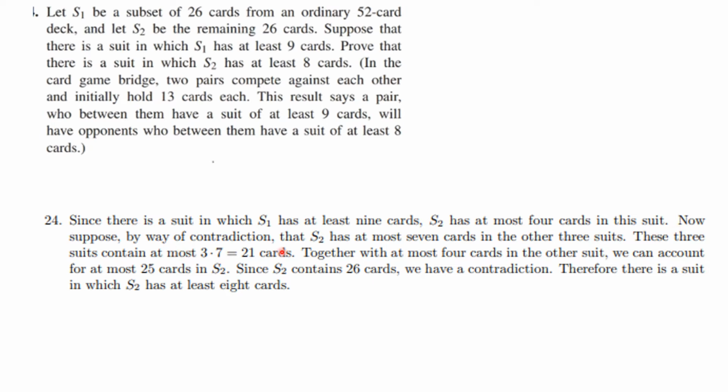Now suppose then, by way of contradiction, that S2 has at most 7 cards in each of the other 3 suits. And you see that is the negation of this statement. So these 3 suits contain at most 3 times 7, or 21 cards. So these 21 cards, together with these 4, only account for 25 cards in S2. Since it contains 26, that's a contradiction. Therefore, there is a suit in which S2 has at least 8 cards.